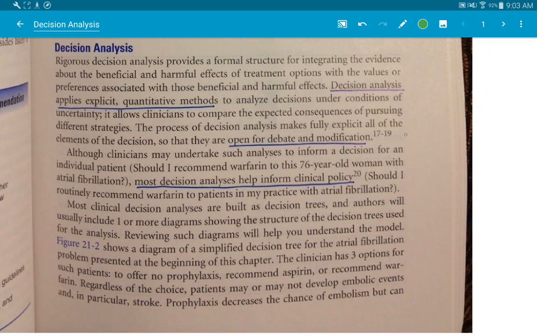Now, a couple of nice things about them. One is they are very much open for debate and modification, and what that means is they usually publish exactly how they did everything. So if someone takes a look at it and says, hey, I'm not sure I totally agree with the principles underlying your math, I think they should be tweaked in some way, that's easy to do because they publish all of their methodology. On top of that, because of the explicit way that they're done, and this will make more sense in a minute, these are the ones that really inform clinical policy. What's clinical policy?